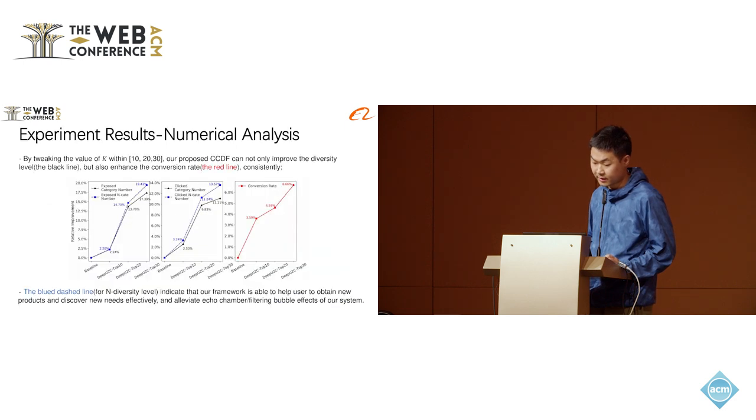Following is the experimental result. We conduct an online A/B test in a real-world production environment with K equals 10, 20, and 30. Our proposed CCDF can not only improve the diversity level, the black line, but also enhance the conversion rate, the red line, consistently with different K. And we also find the blue dashed line means N diversity level. We can find that our framework is able to help users obtain new products and discover new needs efficiently.